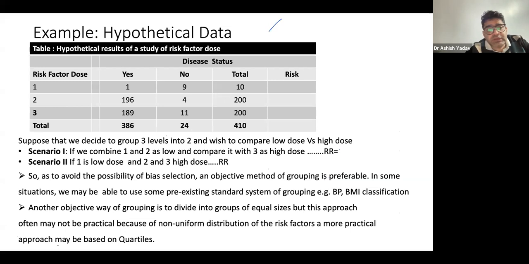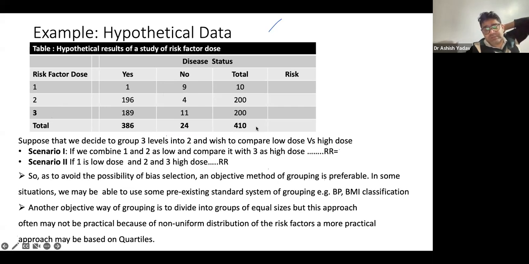So here we are having a hypothetical data set. Suppose we are having the risk factor as dose, with levels 1, 2, and 3, and we are having the disease status as yes or no, dichotomous type. So one thing you can do is combine any 2 groups. For example, you can combine 1 and 2 as low and compare it with 3 as high, or you can choose 2 and 3 as high and compare with 1 as the low one.